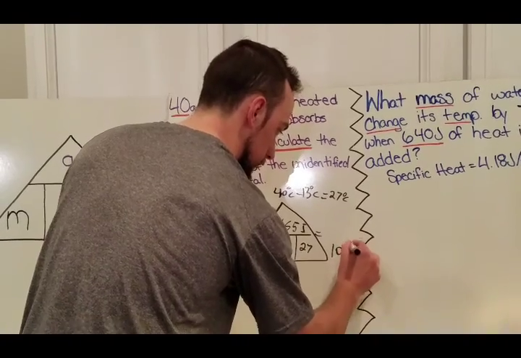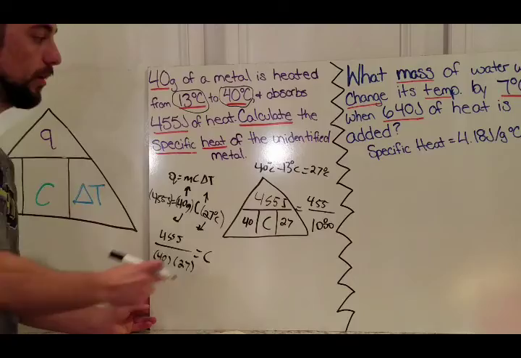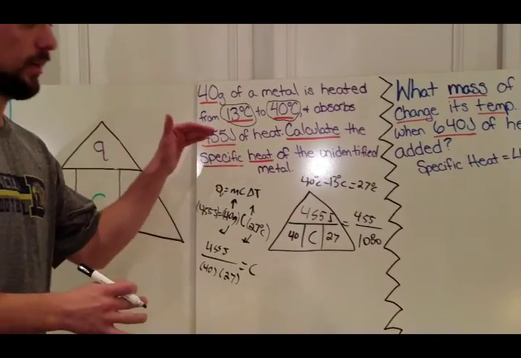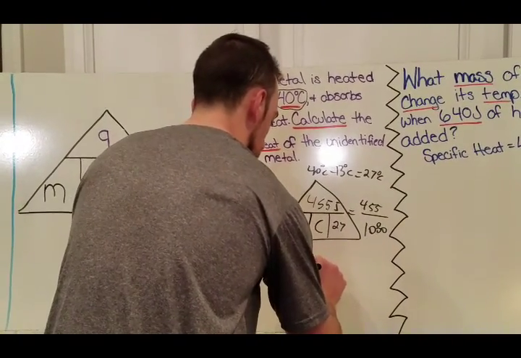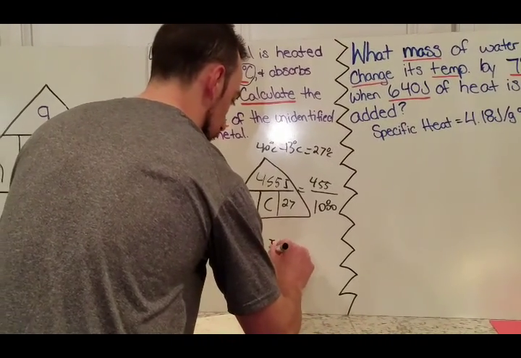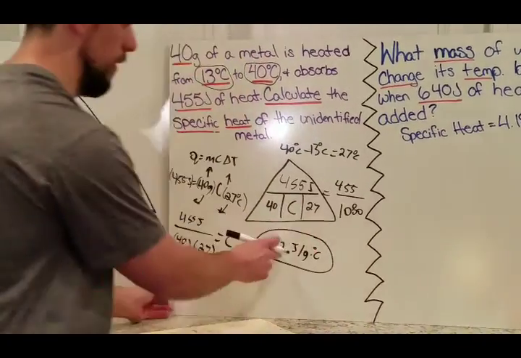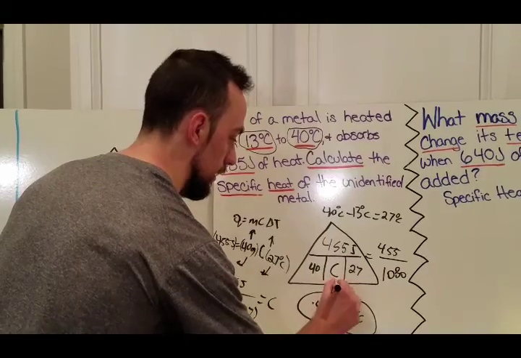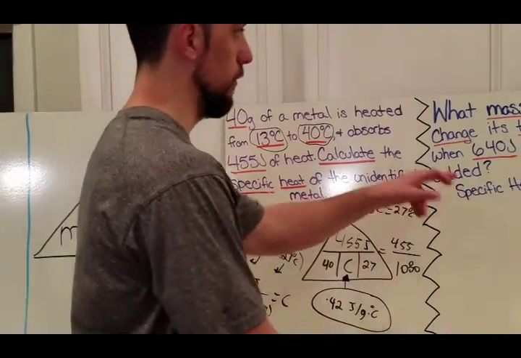1,080 over 455. Now guys, it's really important that you don't switch Q with what's at the bottom. Always keep Q up top. So when we do that math, we're going to see that we get 0.42 as our answer once we divide these two numbers. Okay, and that's going to be joules per gram times Celsius, because it's our number that we get for C, which is specific heat. Okay? Awesome. So, let's go to the next one.